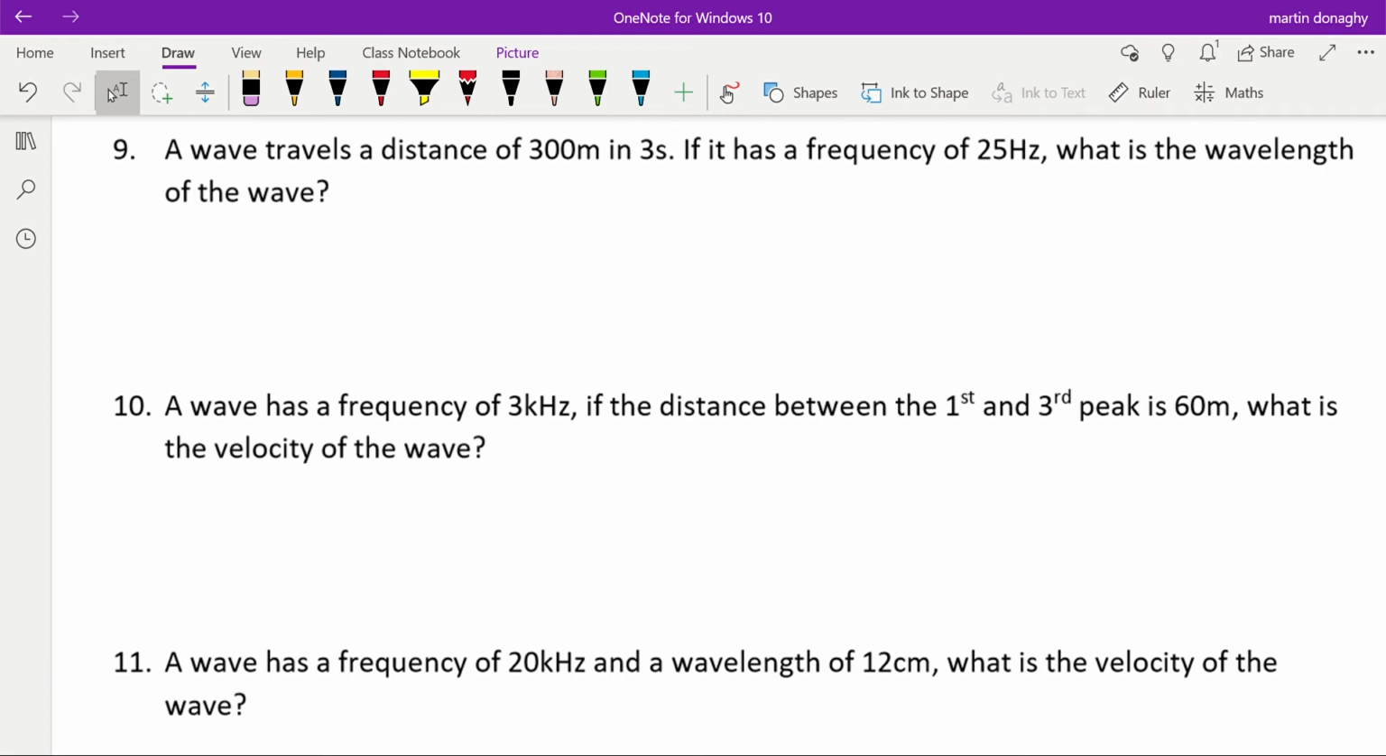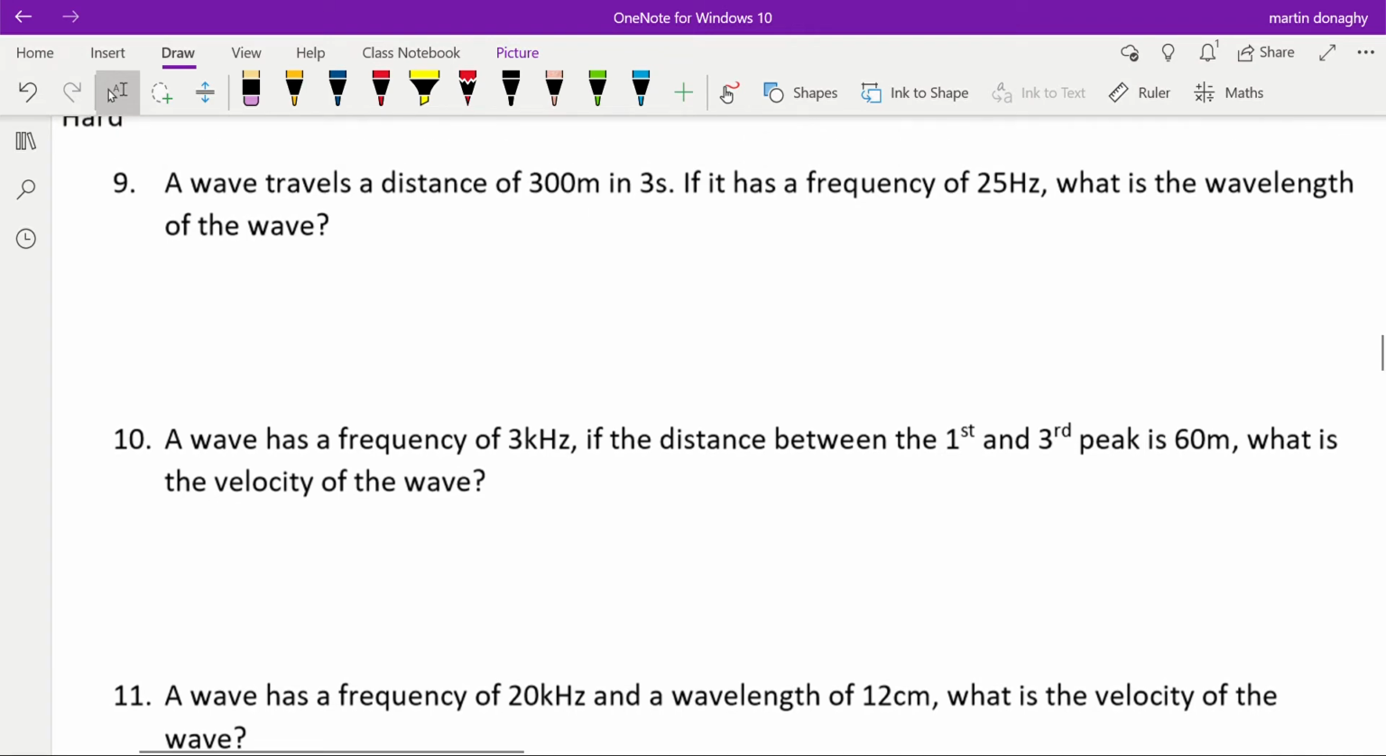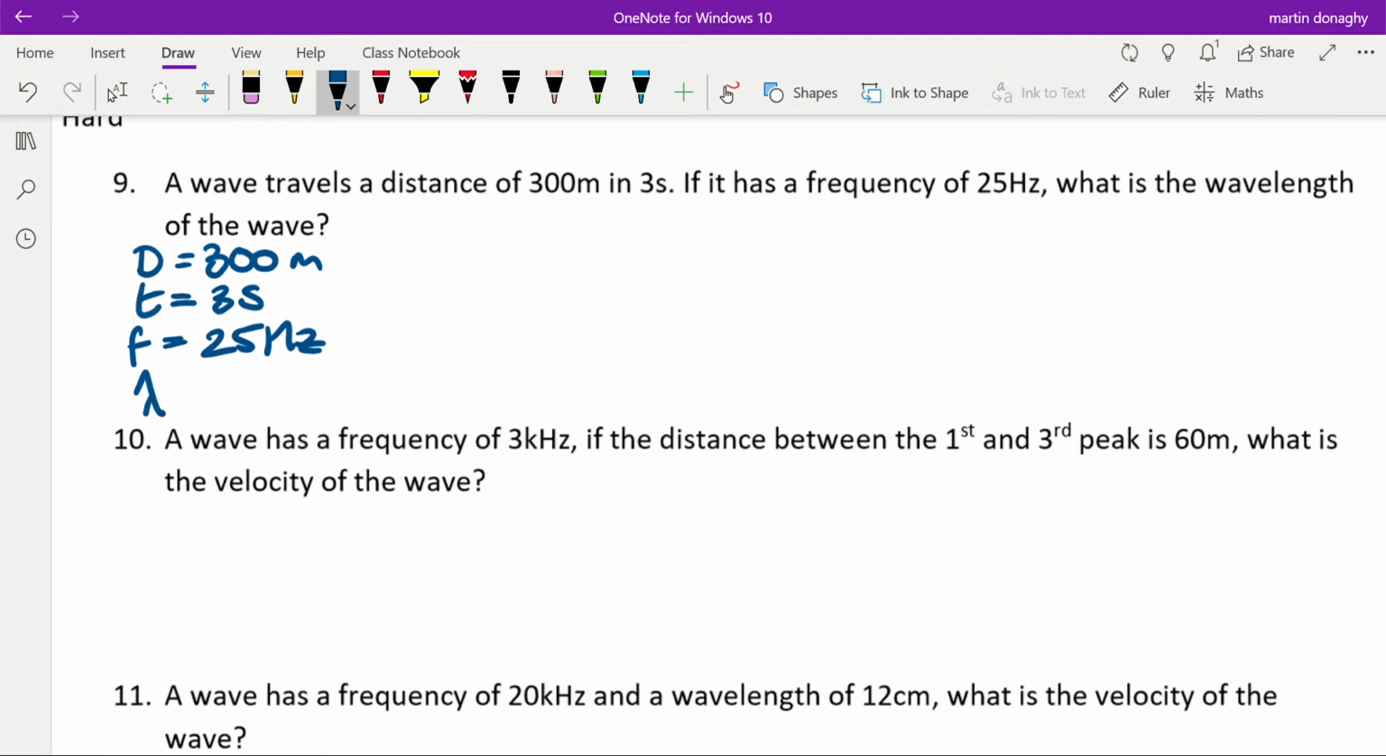Okay, now when it says these questions are hard, they are much harder than the previous ones. So don't worry if you have struggled with little bits of this, but do the same thing. Try and extract the information from the question. So it says a wave travels a distance of 300 meters in a time of 3 seconds. It has a frequency of 25 hertz. What is the wavelength of the wave?